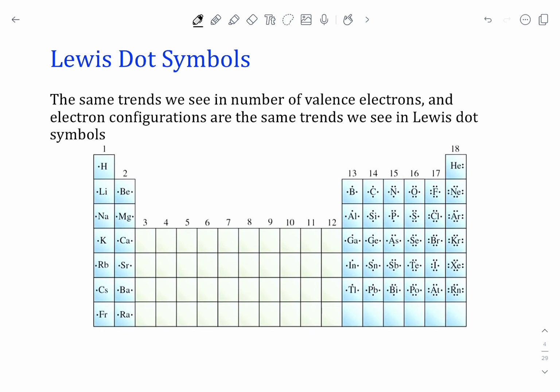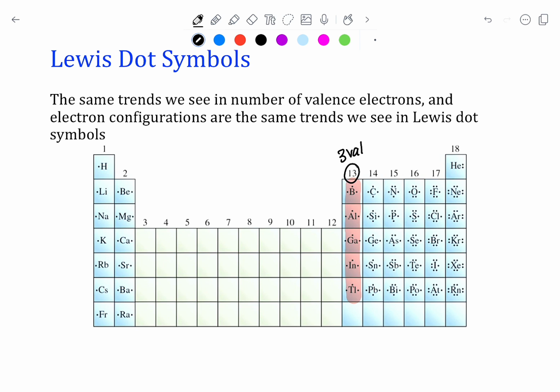The same trends that we see in the number of valence electrons from our previous lessons and electron configurations are the same trends we see in Lewis dot symbols, because our Lewis dot symbols are just our visualization of our valence electrons. Here we have group 13 or 3A, which has 3 valence electrons, like we just looked at for boron. Every element in group 3A has 3 valence electrons, so their Lewis dot symbols should all be the same, showing those 3 valence electrons, which they all do.